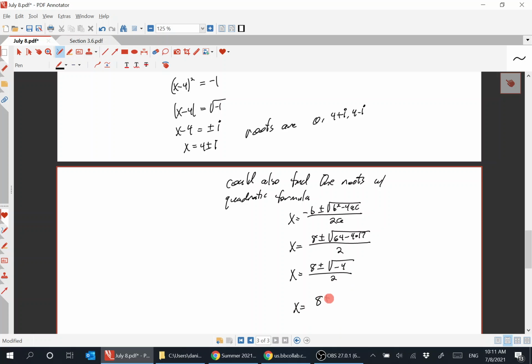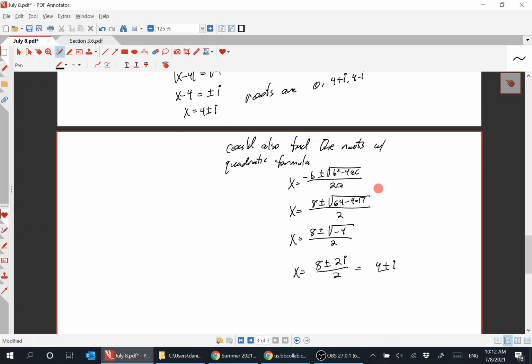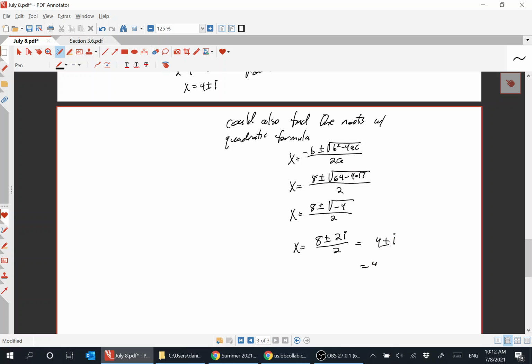So x is equal to 8 plus or minus 2i over 2. So that is equal to 4 plus or minus i. All right, so that's 4 plus i, or 4 minus i. So you get, of course, the same thing by using the quadratic formula as you do by completing the square. So you can use whichever method you're most comfortable with. Okay, I think that is a decent selection of problems there.